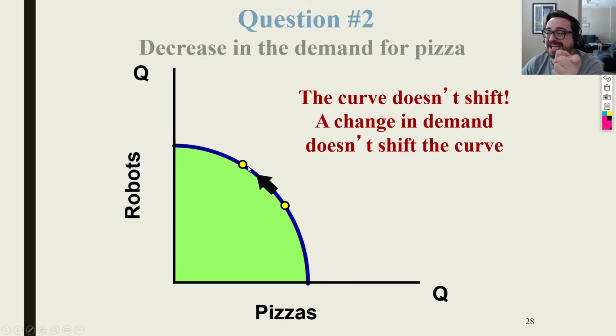My allocative efficiency is shifting. That point that is ideal is moving, because people don't want pizza as much. Okay. Does that affect my ability to make pizza? No. I'll choose to make less pizza and make more robots, but my maximum level of production wasn't affected. Big brain stuff right there.